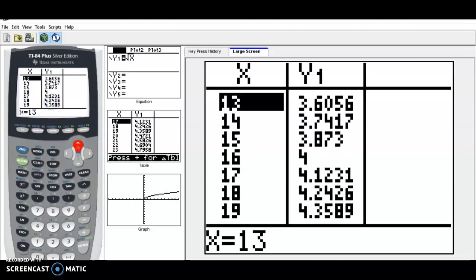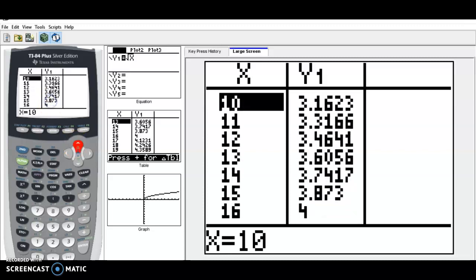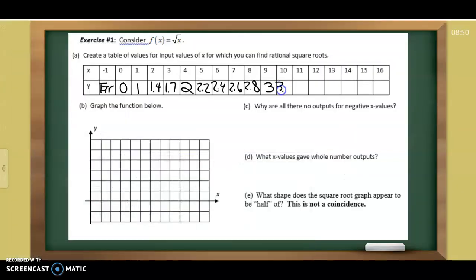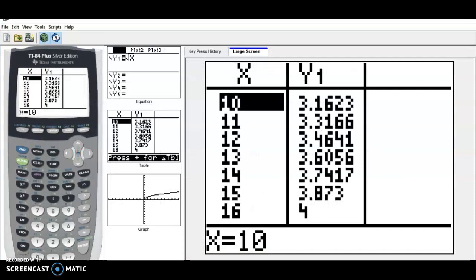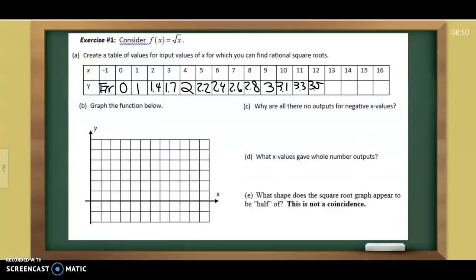Here we go, back to like 10. There we go. 3.1, 3.3, 3.4, 3.5, 3.6, 3.7, 3.8. So getting obviously closer to 4, slowly but surely. 3.1, 3.3, 3.5, 3.6, 3.7, 3.9. And then it did the square root of 16, and that would be 4, because 4 times 4 makes 16.